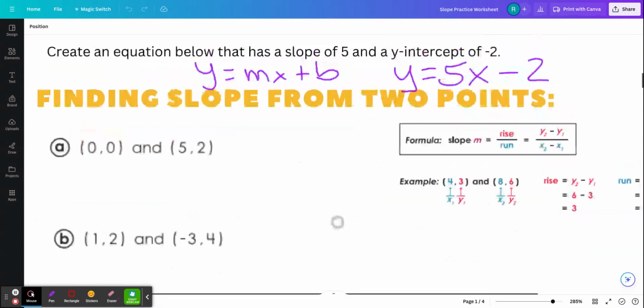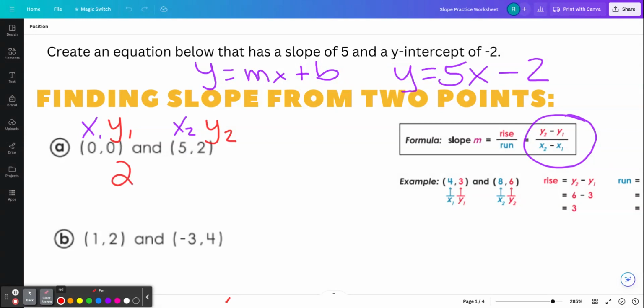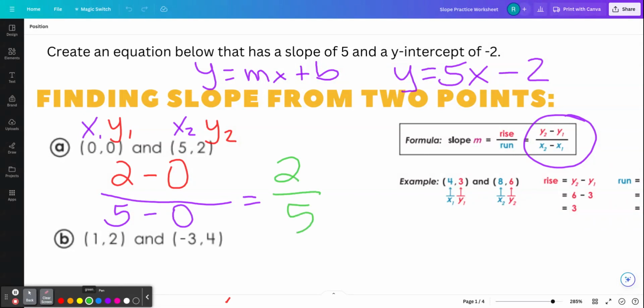Okay, slope from 2 points. Your formula for this is right over here. I would label each of these as x's and y's to help you. You don't have to color code unless it helps. And then when you do your y2 minus y1, it's a little easier to see what those are. x2 is 5, x1 is 0, and then you can just do some calculator work. 2 minus 0 is 2, and 5 minus 0 is 5.